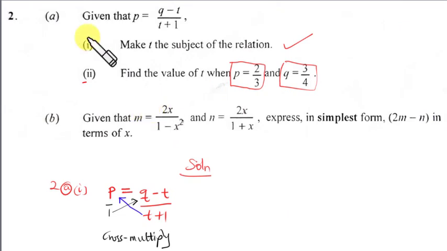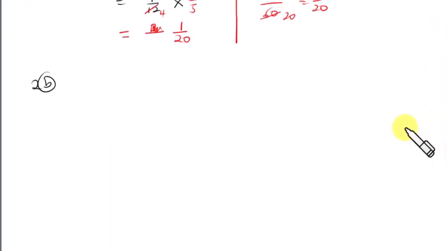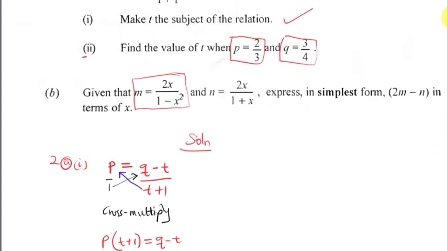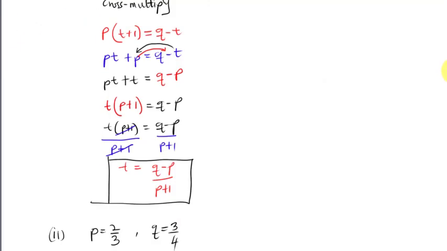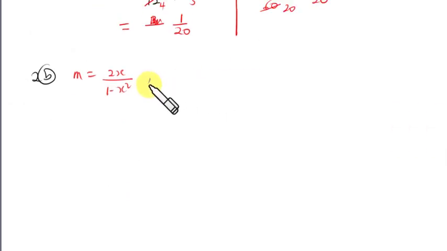So given that, that's where it starts from. So we have been given something. So what have we been given? We have been given this expression. We have been told that m is equal to that. So I'm going to put that down. We have been given that first m is equal to 2x all over 1 minus x squared. And we have also been given that n is equal to 2x all over 1 plus x.